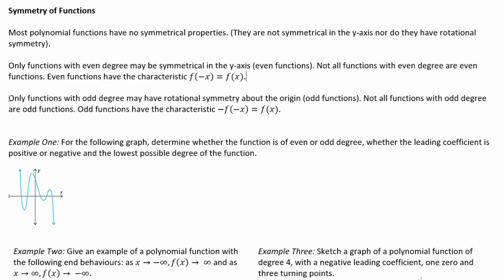Next, only functions with an odd degree may have that rotational symmetry about the origin, which means that they can rotate 180 degrees around the origin and map onto themselves. Not all functions with odd degrees, however, are, and recall this is the characteristic for odd functions: negative f of negative x is equal to f of x, or another way of saying that is f of negative x is equal to negative f of x. So either way is fine.